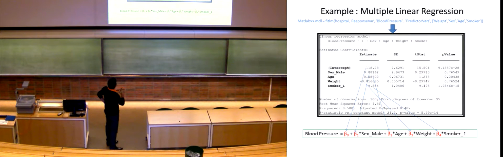Then another output variable is the number of observations. There are 100. The error degree of freedom is 95. We have seen what the degree of freedom is, right? Degree of freedom is the sample size minus 1, and in this case it is 100, so 100 minus 1 is 99. But in multiple linear regression, you also have to take care of how many input variables you have. So 99 minus 4 is 95.